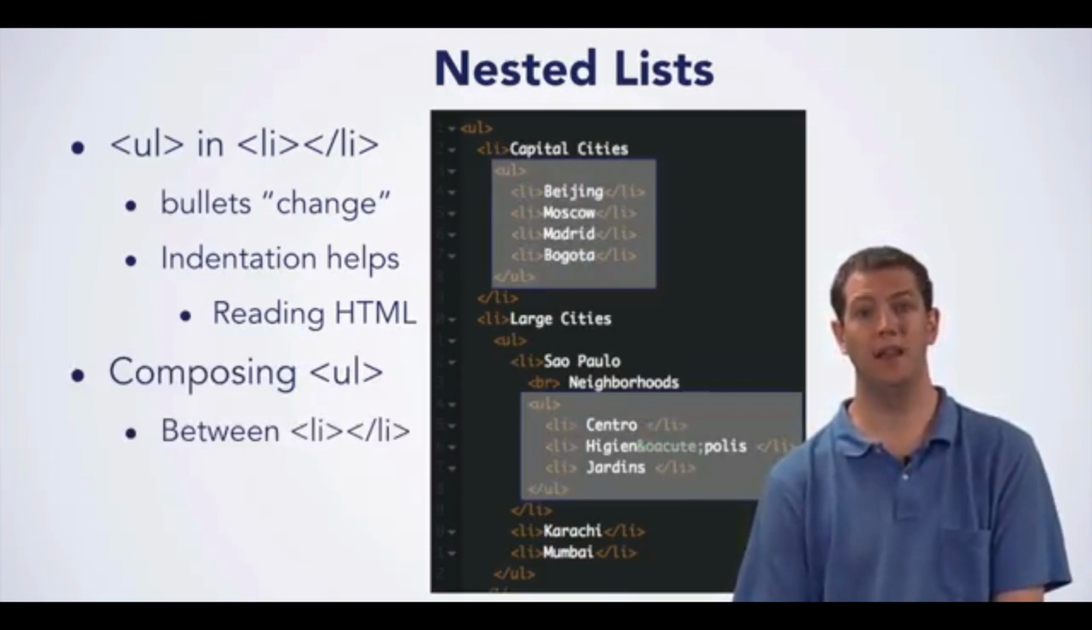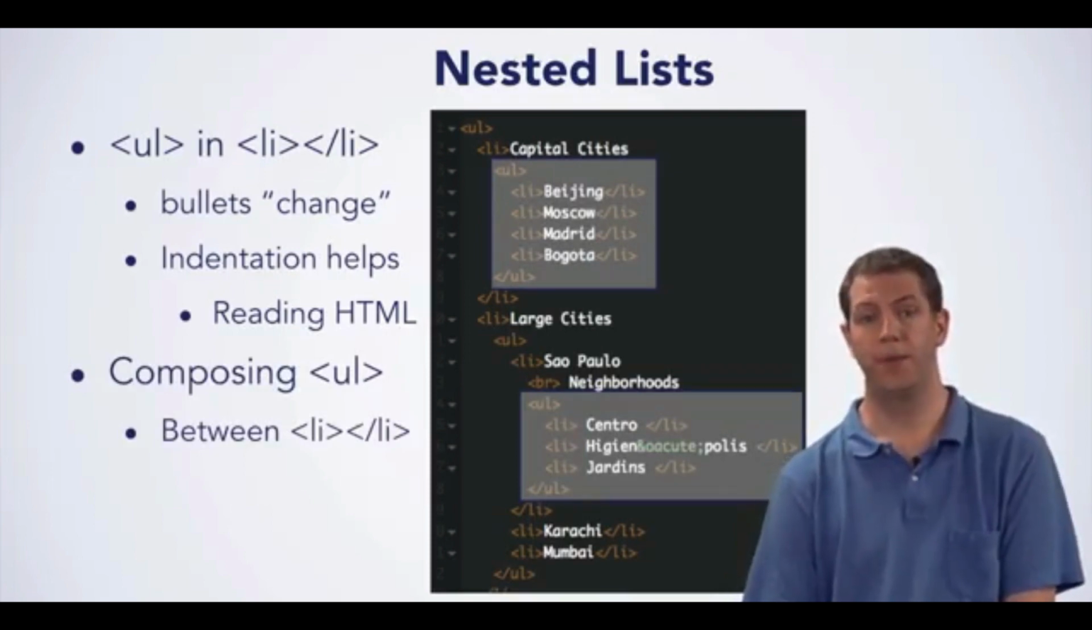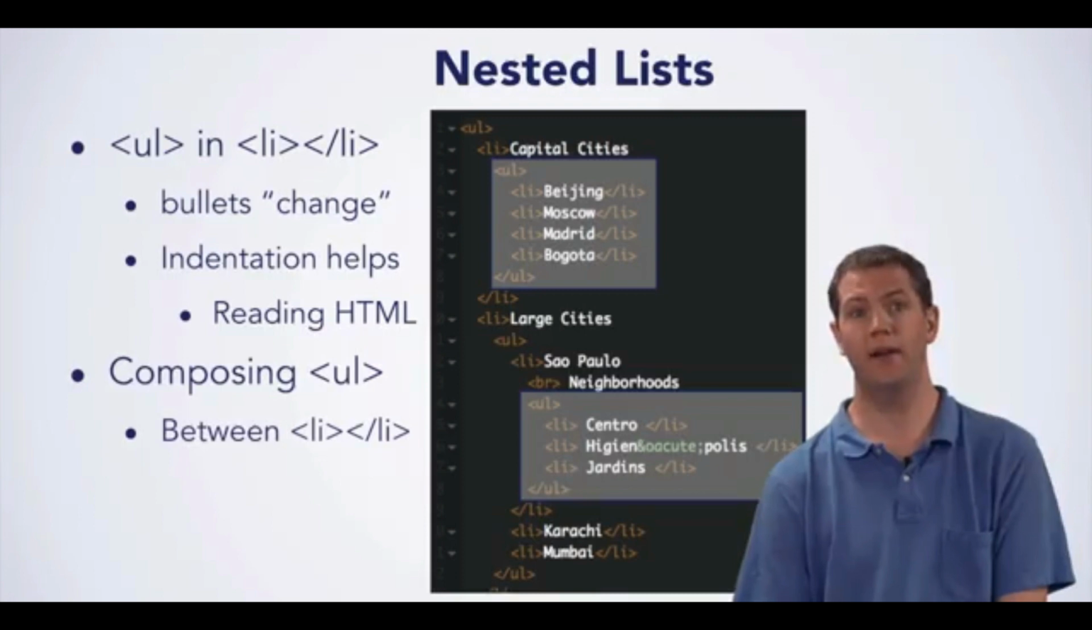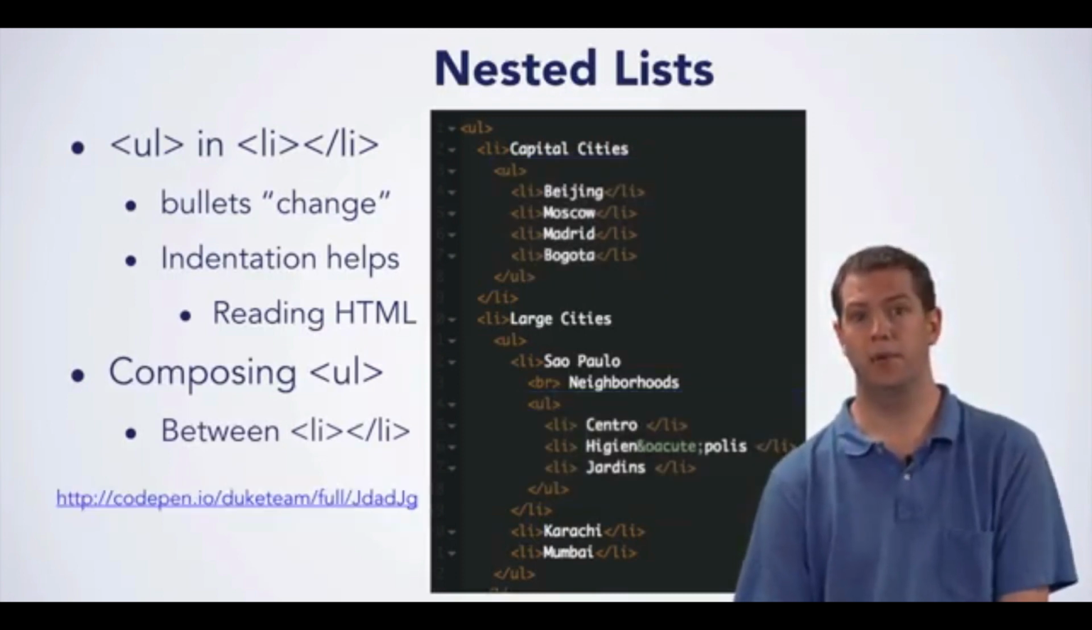Notice how you can compose the list items here. You just write the inner list with UL and LI just like you would do anywhere else. You do not have to do anything special, and that is an important aspect of composition. You just put the pieces together and they work the same way everywhere. The HTML for this example is available on CodePen if you want to play with it after you finish watching this video.